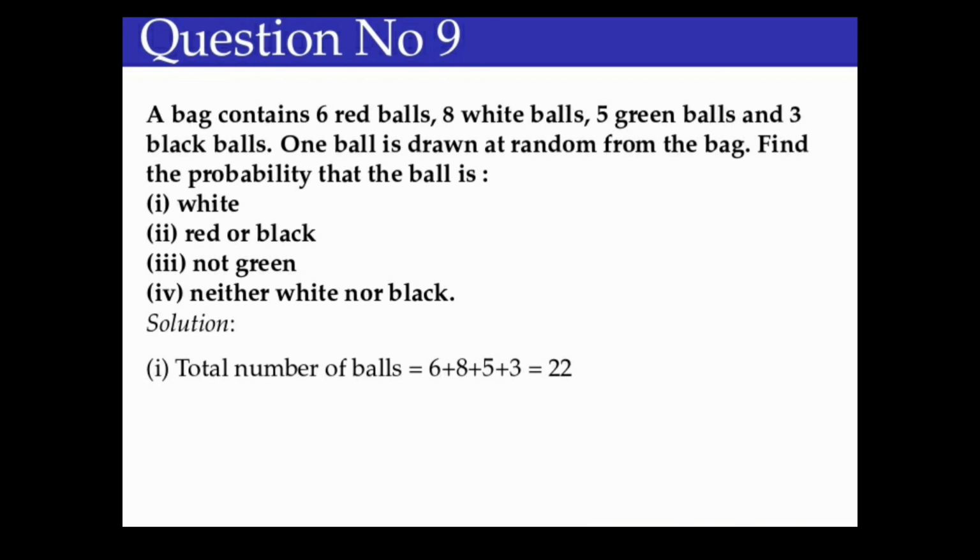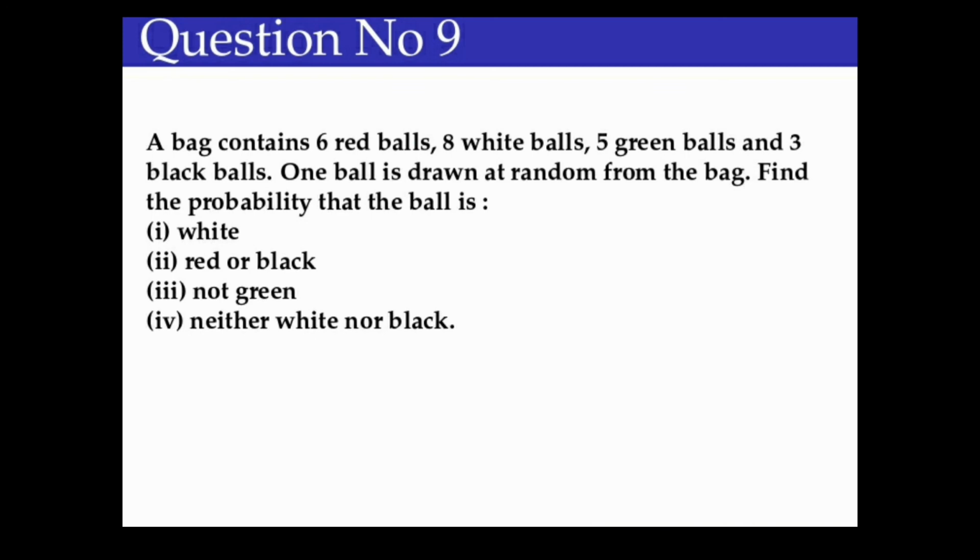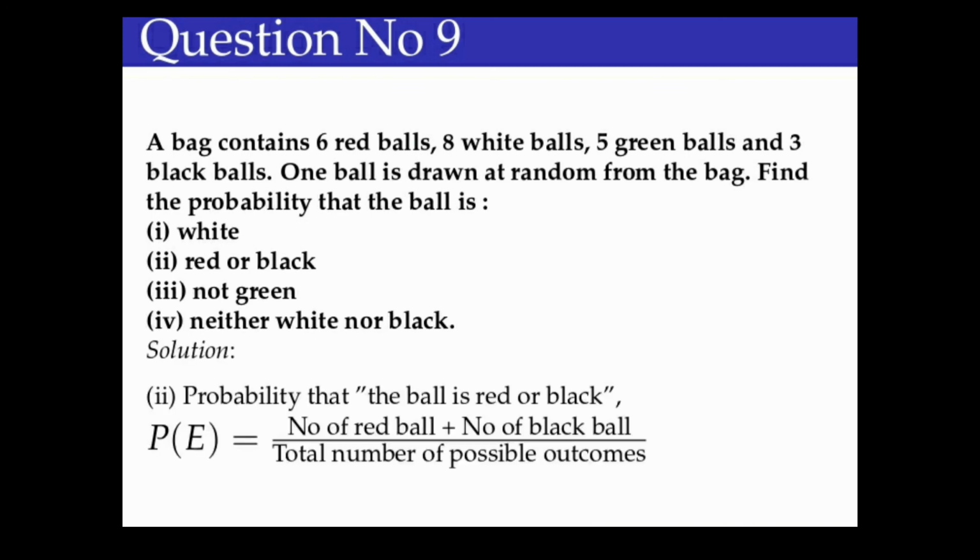Now for the first part, the question is what is the probability that the ball is white? So the event E for this part 1 is the ball is white. And what is the number of favorable outcomes to this event E? It is just the number of white balls, which is 8. So the final answer is 8 by 22, which is 4 by 11. Now for this second part, the event E is the ball is red or black. It is just the same as problem number 8 part 2, so I am not going to repeat the reasons. The number of favorable outcomes to this event E will be equal to the number of red balls plus the number of black balls. So the answer is 6 plus 3, which is equal to 9 by 22.